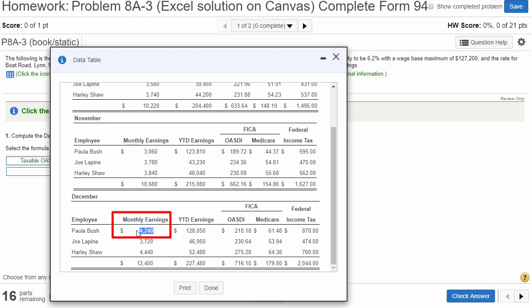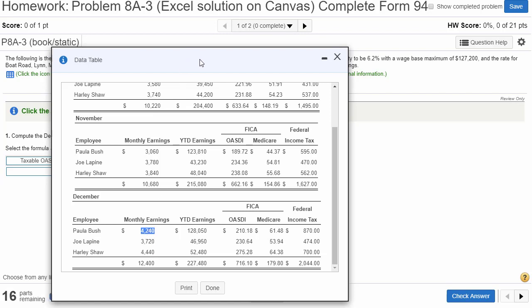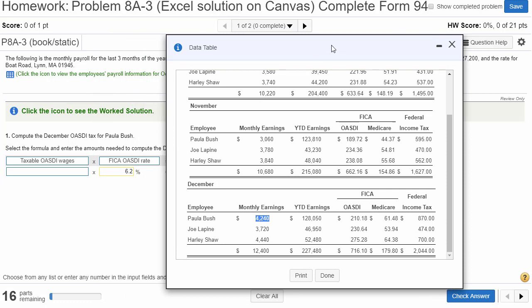And why are we only worried about Paula? Well, look at everyone else's. They are nowhere near the 127,200 wage base. So for these two people, Joe and Harley, all of their monthly earnings is taxable for OASDI. But we have to calculate how much is taxable for Paula. So here's the key number.